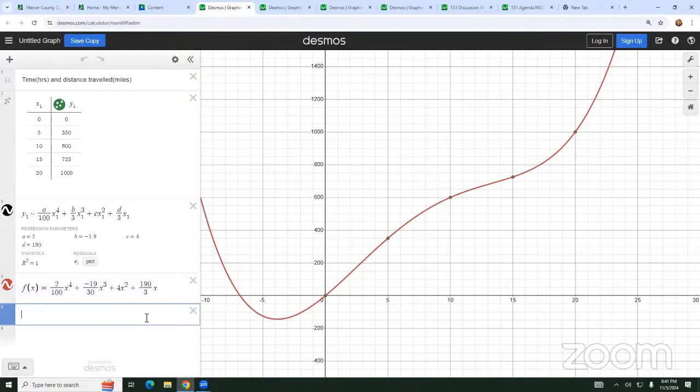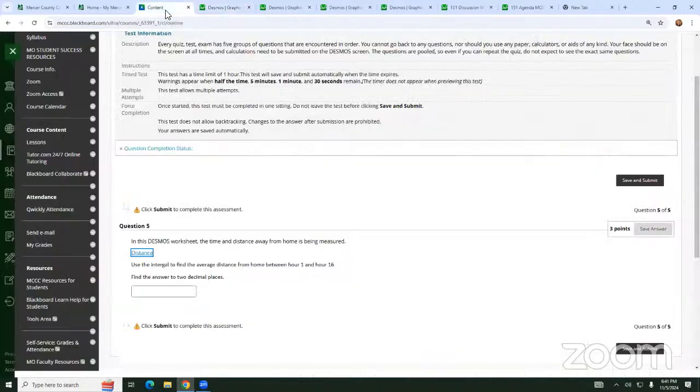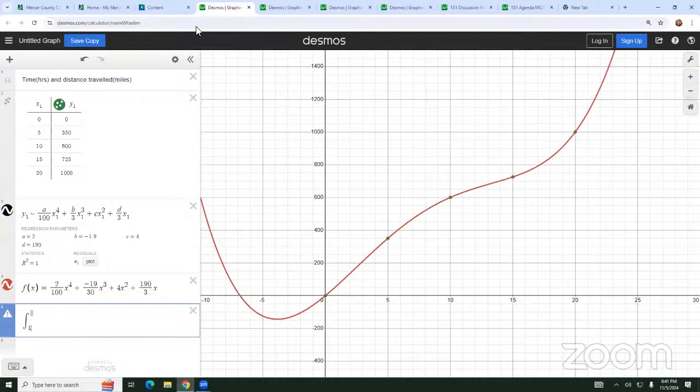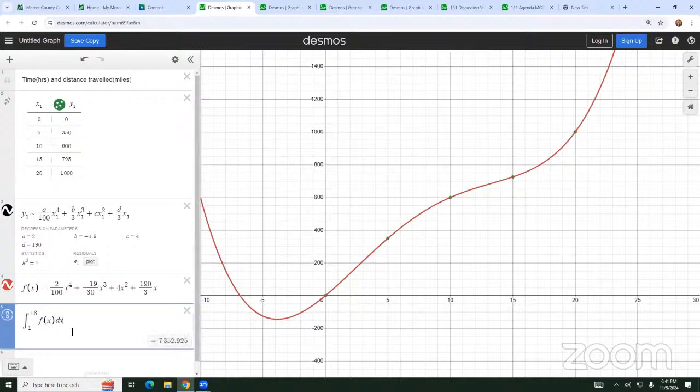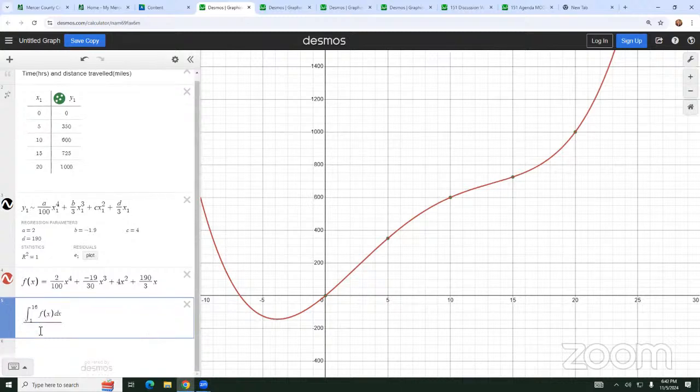Oh, no. So the average distance, I'll do the integral from 1. What did they say it was? 1 to what? 1 to 16. So I know this is an integral from 1 to 16. I know the function is f of x dx. That's not the average value. To get the average value, I have to do what? Divided by what?